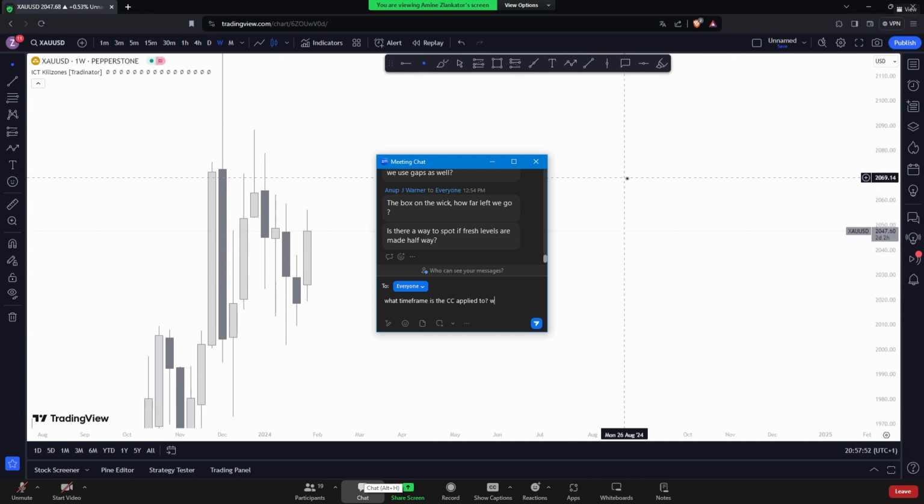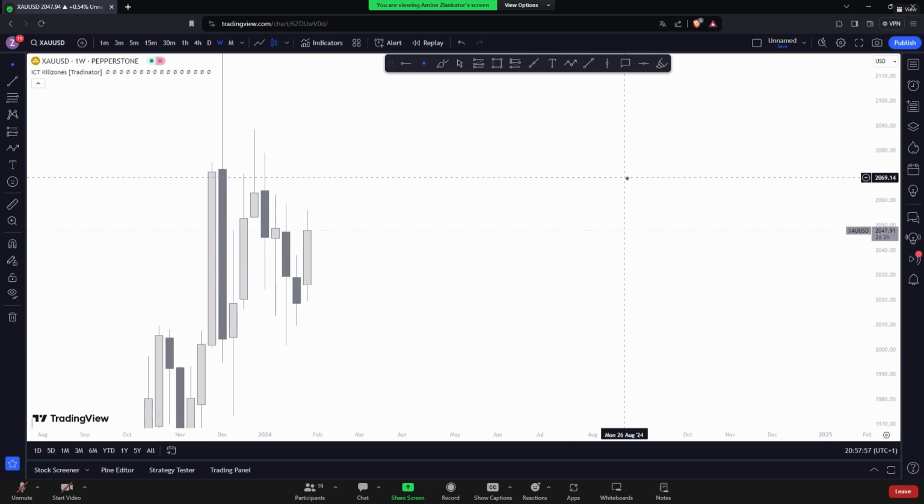You mean is there a way to spot if fresh levels are made halfway? The CC is applied to weekly for story and H1 for entries. You're not going to use it on the daily or H4 or monthly, no. I'm not sure what you mean by your question, Anup or Warner.